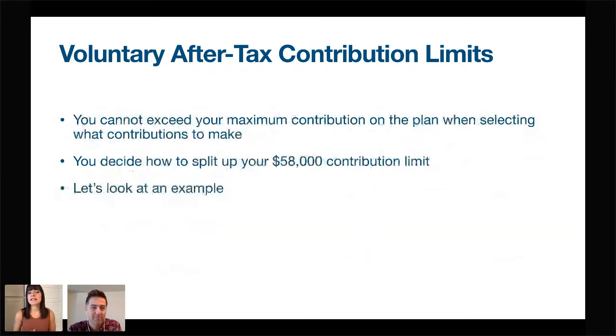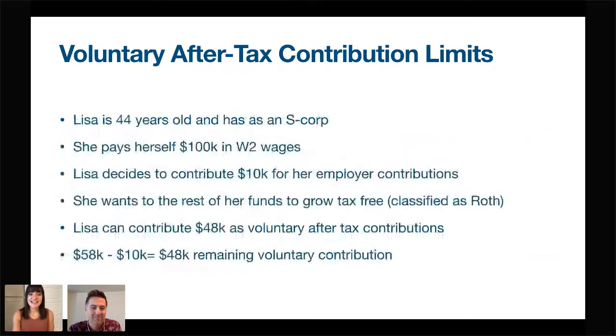Of course, you cannot exceed your maximum contribution on the plan when selecting what contributions you're going to make. So you'll decide how to split up that $58,000 contribution limit. Let's take a look at an example. Lisa, she's 44 and has an S Corp. She pays herself $100,000 in W-2 wages.